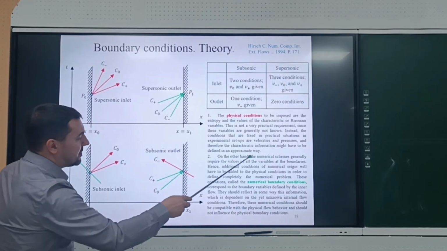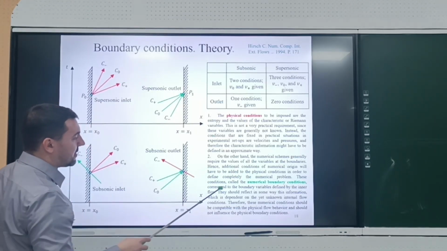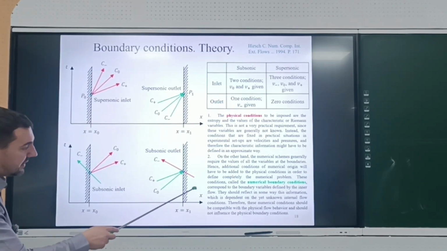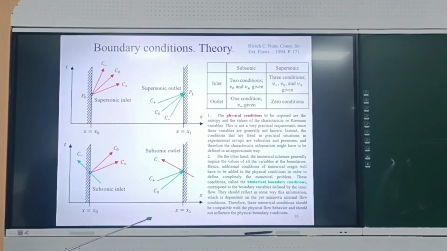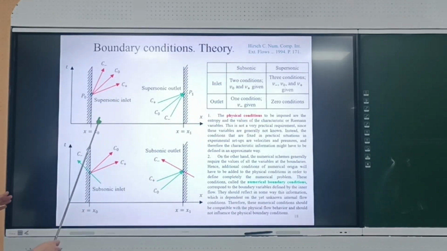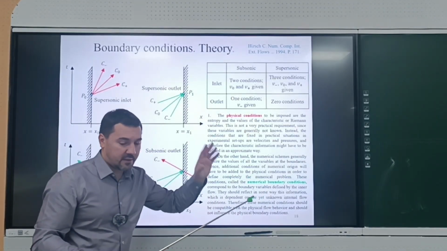On the other hand, the numerical schemes generally require the values of all the variables at the boundaries. Hence, additional conditions of numerical origin will have to be added to the physical conditions in order to define completely the numerical problem. These conditions, called the numerical boundary conditions, correspond to the boundary variables defined by the inner flow inside your domain. And they should reflect in some way this information which is dependent on the yet unknown internal flow conditions. So we discussed that the situation at the inlet and outlet can be different depending on the velocity of the flow and the difference between physical conditions and numerical conditions.